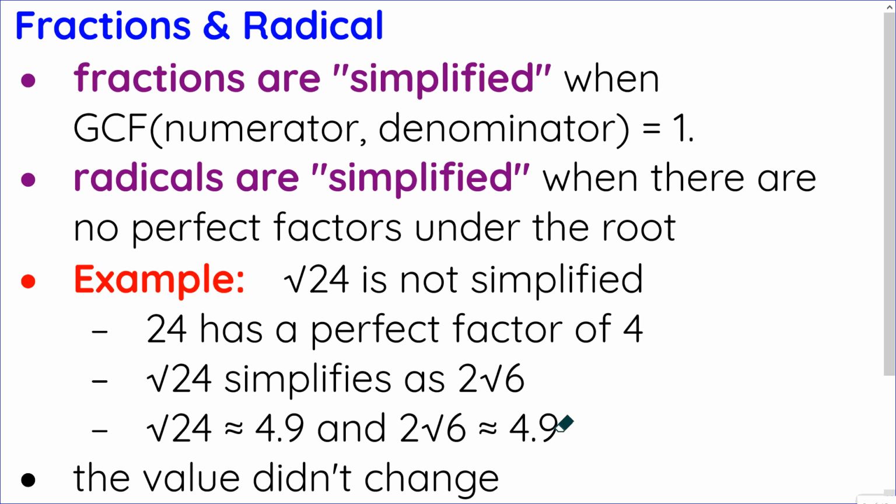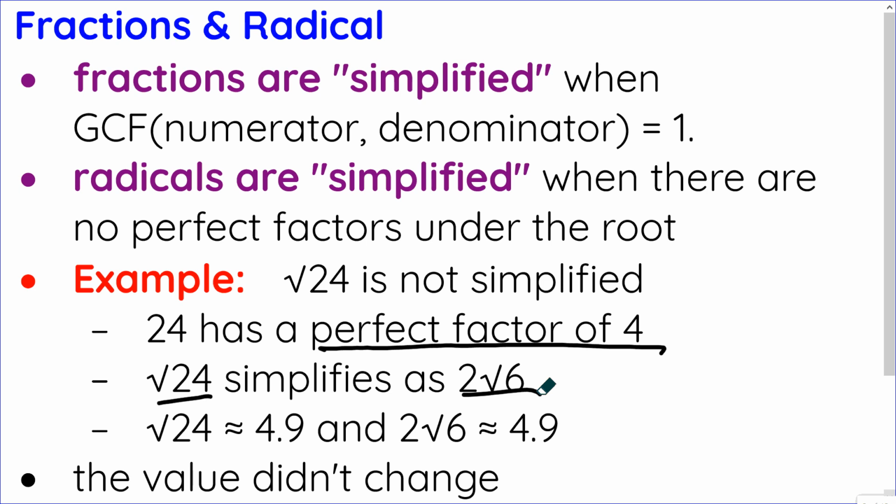So as an example, square root of 24 is not simplified because it has this perfect factor of 4. So I know that root 24 simplifies as 2 root 6. I'll show you how that works in a minute. But what I want to point out is that the square root of 24 and 2 root 6 look different, but they actually have the same value, which is approximately 4.9. So the value doesn't change when I simplify.